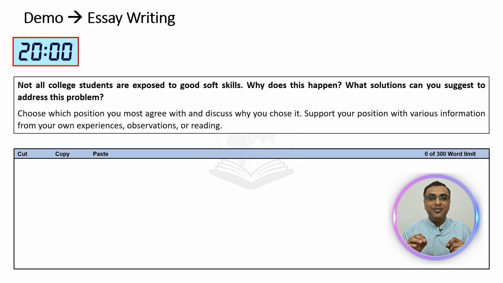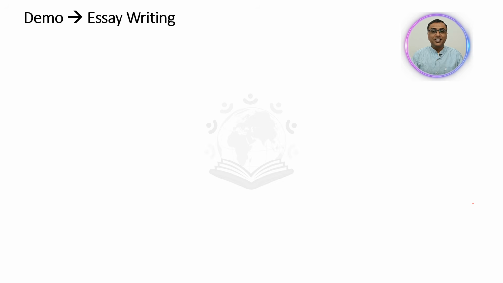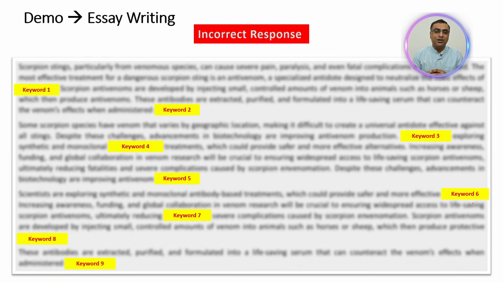So let's straight away look into the answer for this particular question. If you want to achieve those 27 to 28 marks for your essay writing, you would need to know what is a correct response and what is an incorrect response. Let's first look at an incorrect response. In this particular response, most of the words are from the template itself, but they have added a few keywords here and there. If you do so, you would get extremely low marks in your PTE exam, especially for essay writing.